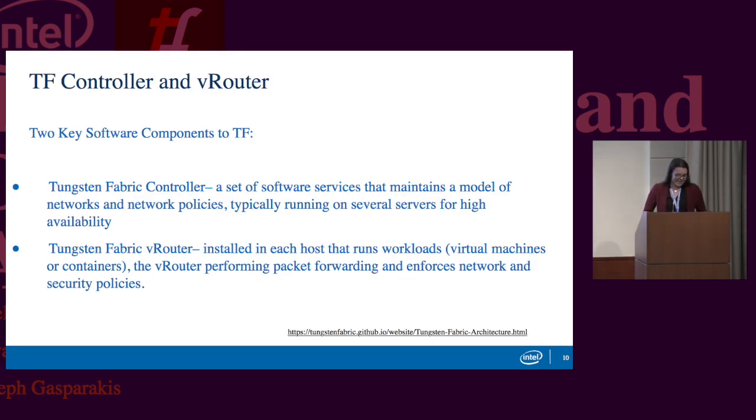So the two biggest key software components to Tungsten Fabric mentioned previously is your controller and your vRouter. So your controller is your software services that maintain the model of the networks and the network policies, so you can have that running on several servers. And then vRouter is installed on each of your hosts that will run the workloads and performing packet forwarding, enforcing the network and security policies. Having a software-accelerated data plane allows us to control the flow of traffic, apply security policies, and also establish overlay tunnels.